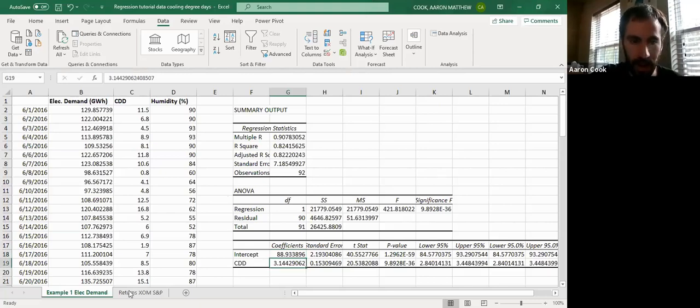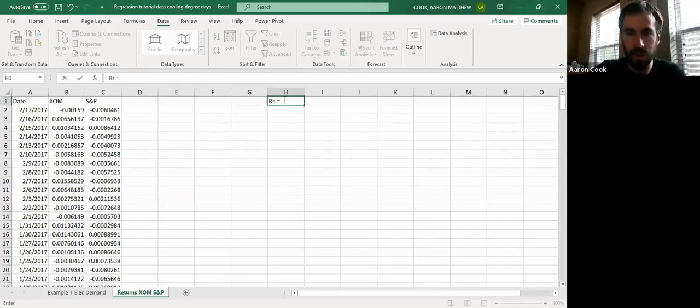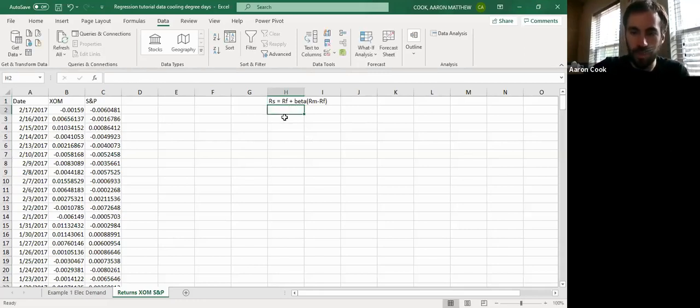Now let me just remind you that for the capital asset pricing model regression, remember we have the returns on the stock equal to the returns on the risk-free rate plus beta times market returns minus risk-free rate returns. And remember the form of a regression equation is y equals a plus b times x.